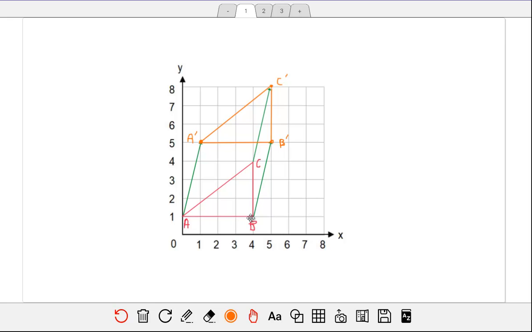See, this was 4 blocks. This is 4 blocks. This height here was 3 blocks. This height here is 3 blocks. This length right here would be the same as this length right here. And so the image is exactly the same shape and size as the original triangle. And that's the end of the tutorial.